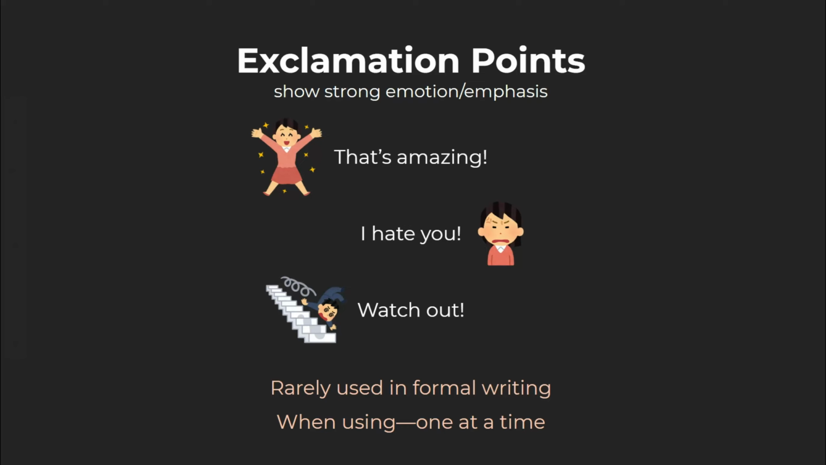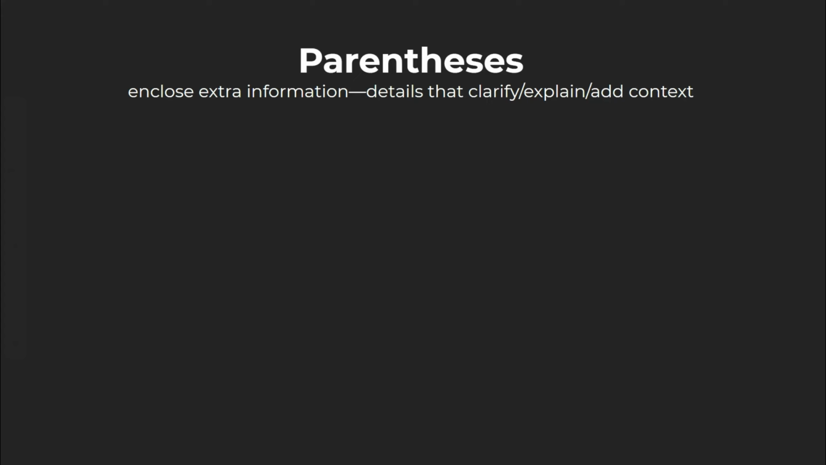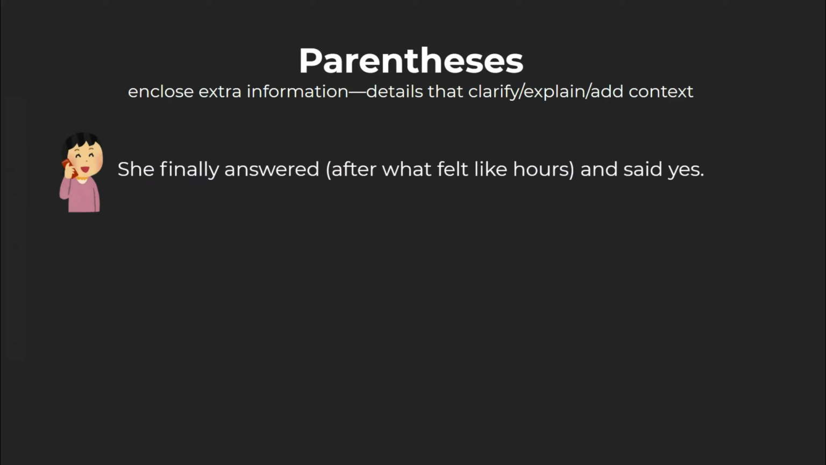If you're constantly shouting at your audience, it quickly loses effect. Next, we have parentheses. Parentheses are used to enclose extra information, details that clarify, explain, or add context, but aren't essential to the main sentence. For example, she finally answered (after what felt like hours) and said yes.